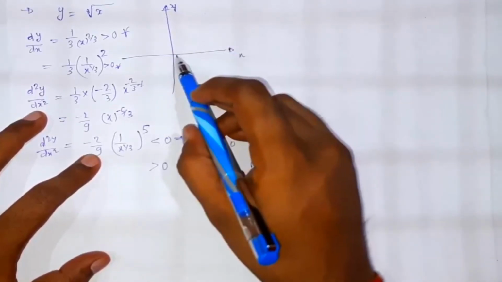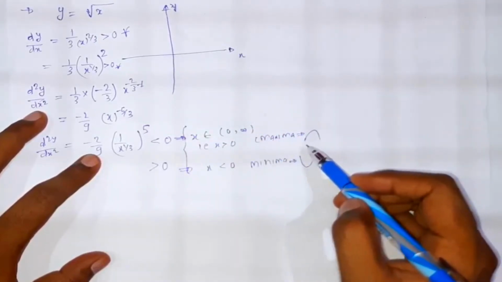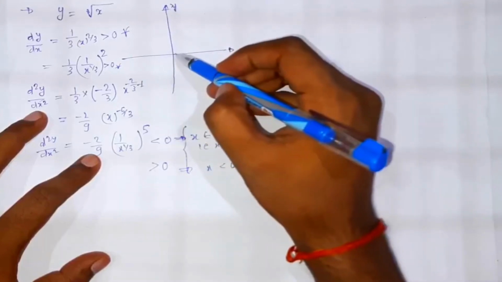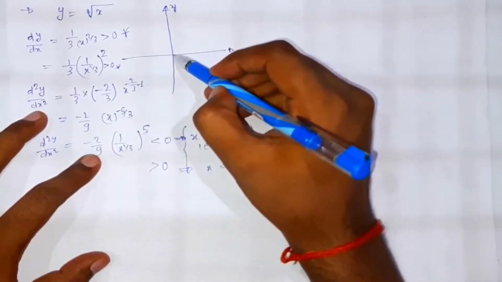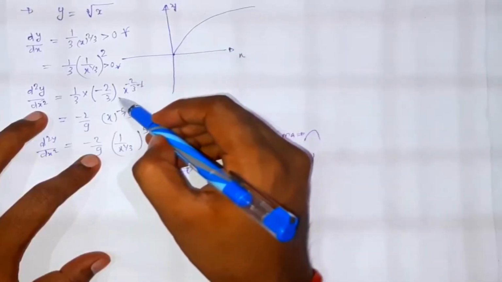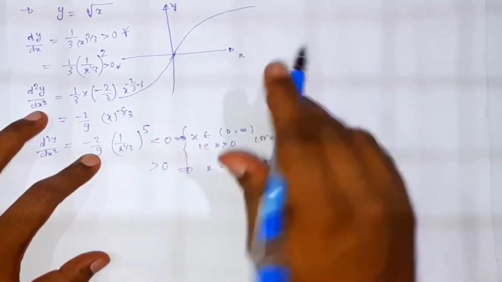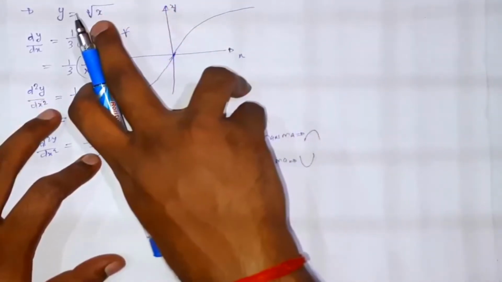So for the values of x greater than 0, the shape of the curve will be like this. Okay, maximum. It will go through the origin and it will be like this. Okay, and the negative portion will be like this. So I hope the graph is clear. So this is the graph of y equals cube root of x.